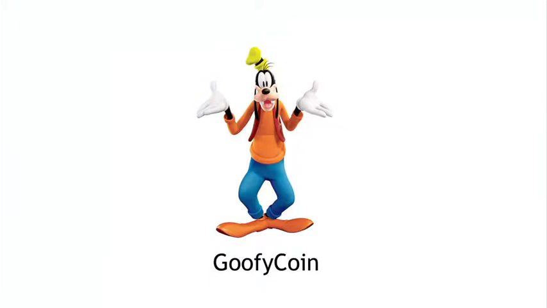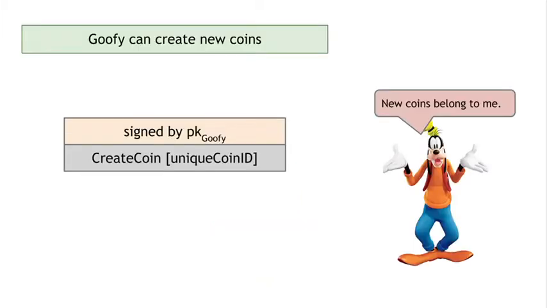And first, let's talk about Goofy Coin. Goofy Coin is about the simplest cryptocurrency we can imagine, and it works kind of like this. There are just a couple of rules of Goofy Coin. The first rule is that Goofy can create new coins. Goofy can make a new coin whenever he wants, and when he makes a new coin, it belongs to him.